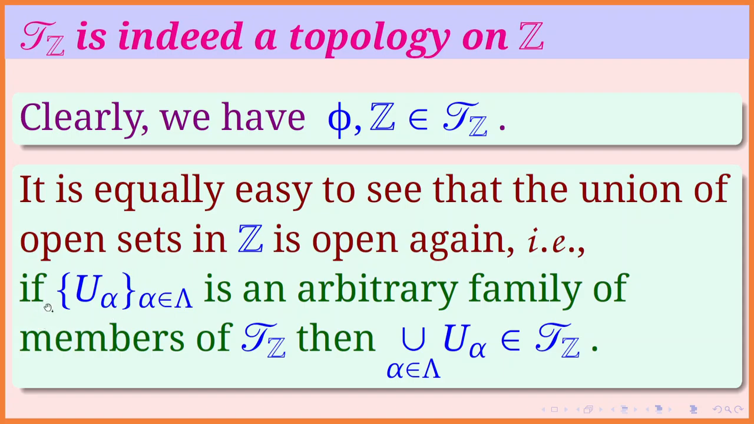That is, if this is an arbitrary family of members of TZ, then their union is also a member of TZ, because each U alpha contains a neighborhood. You choose any point in the union. That point will be inside at least one of the U alphas, and U alpha being open, there is a neighborhood inside U alpha containing that particular point, and that neighborhood is contained in the union also.